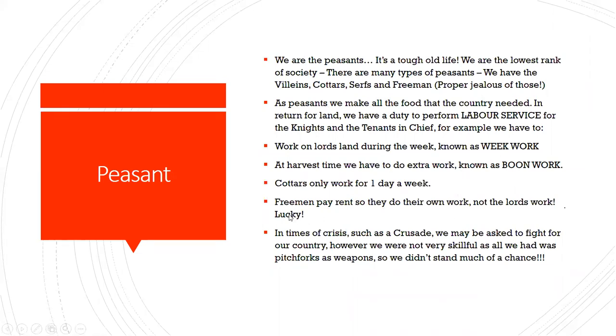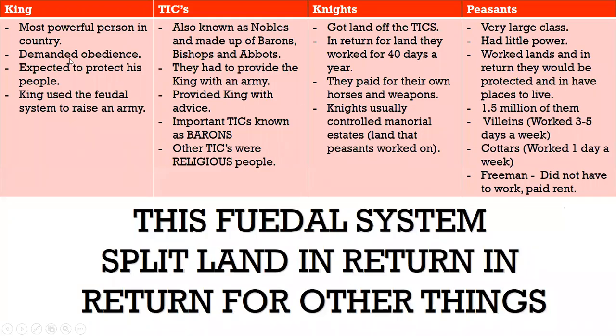Pretty lucky guys. At a time of crisis, peasants might be asked to fight for their country, but they would never be asked to join the army during an actual battle. Only a crusade, which is when you were fighting to get the Holy Land back. Okay, hopefully that makes a bit of sense. That's an overview of all three groups in the feudal system. But the key thing to remember about the feudal system is it split the land in return for other things. That's the key thing there.